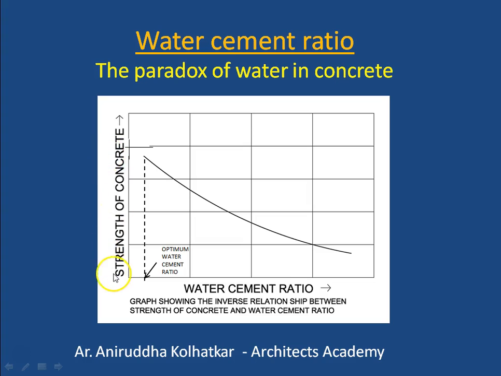So in this graph, what we see is on the y-y axis, we have plotted the strength of concrete, and on the x-x axis, we have the water cement ratio. If you look at this graph, you will see that for optimum water cement ratio, the concrete has achieved its greatest strength. If we go on increasing the water cement ratio, which means that if we go on adding more water to the concrete, the strength of the concrete will go on reducing slowly. So therefore, adding more water to concrete is not the solution for getting workability.